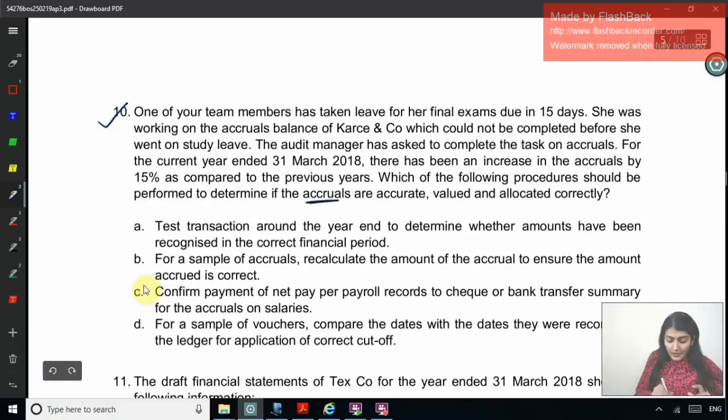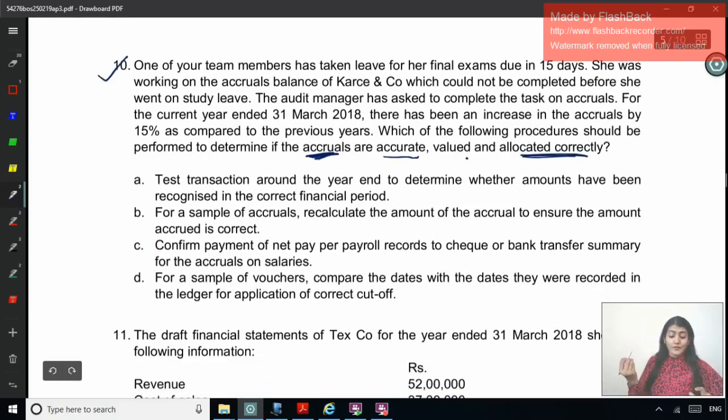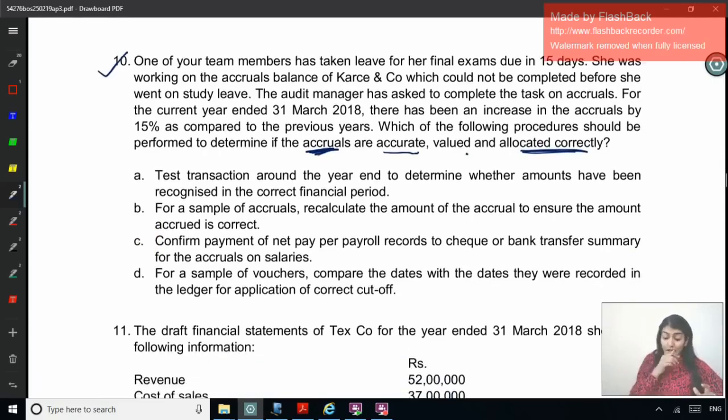Right, so again they are talking about the accruals. Accurate, valued and allocated properly. Which of the following procedures should be performed? Test transactions around the year end to determine whether amounts have been recognized in the correct financial period. So that is more for the cutoff. For a sample of accruals, recalculate the amount of the accrual to ensure that the amount accrued is correct. So the valuation they are talking about, so that the amount accrued is correct.